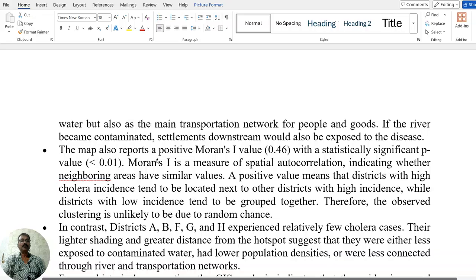The map also reports a positive Moran's I value with a statistically significant p-value less than 0.01. Moran's I is a measure of spatial autocorrelation, indicating whether neighboring areas have similar values. A positive value means that districts with high cholera incidence tend to be located near other districts with high incidence, while districts with low incidence tend to be grouped together. Therefore, the observed clustering is unlikely to be due to random chance.